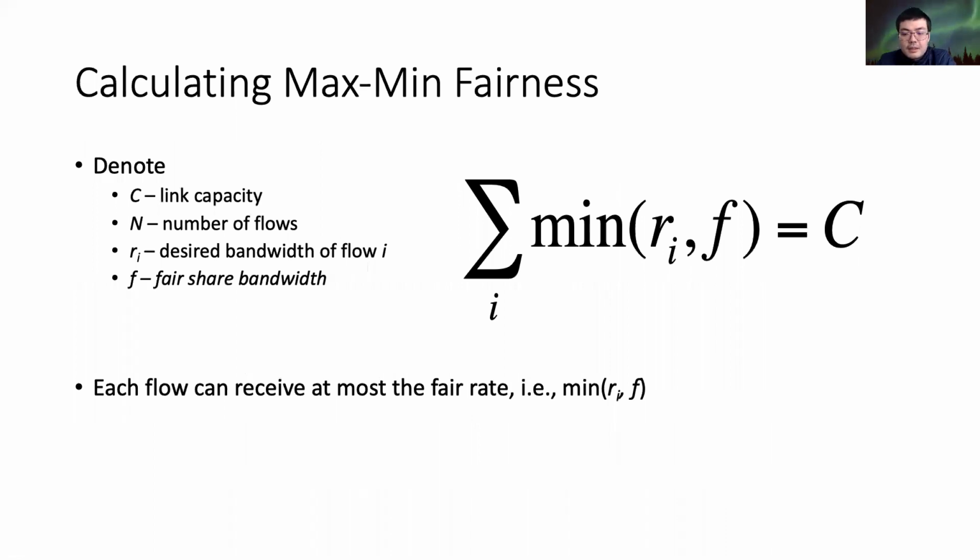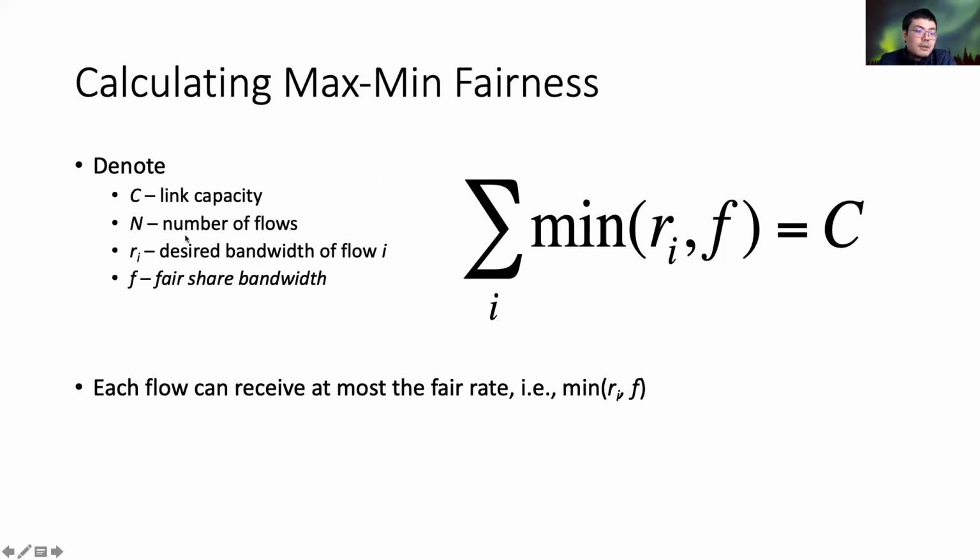So how is this idea actually implemented? Let's look at this formula, how to calculate the maximum fairness. Here we have 4 variables. The first variable is the total link capacity. Basically, all the streams' sending speeds sum up to no more than C. That's all the capacity that can be used.